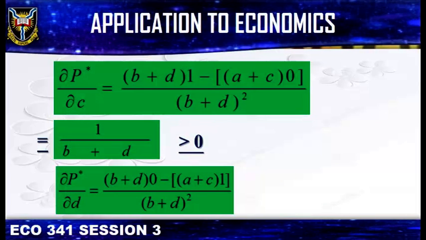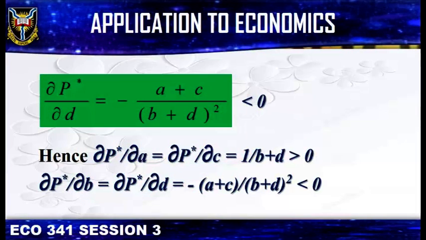∂P*/∂c = [(b + d)·1 − (a + c)·0]/(b + d)² = 1/(b + d) > 0. ∂P*/∂d = −(a + c)/(b + d)² < 0. Hence, ∂P*/∂a = ∂P*/∂c = 1/(b + d) > 0.